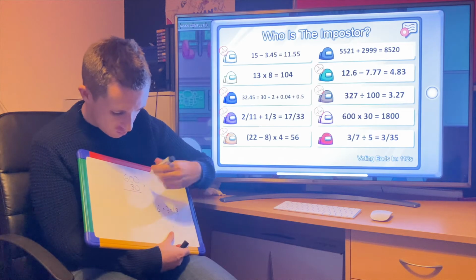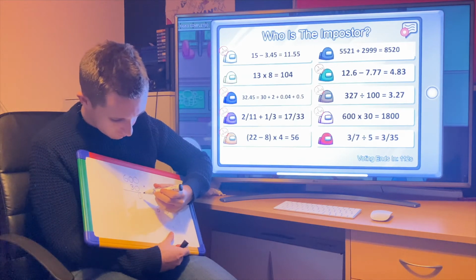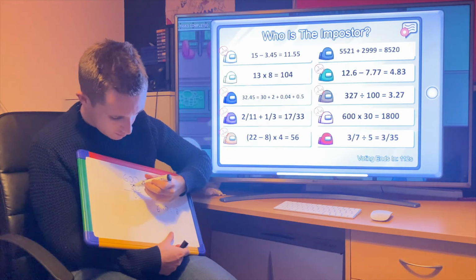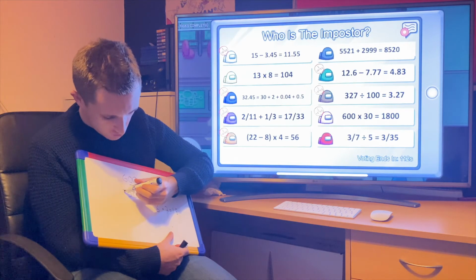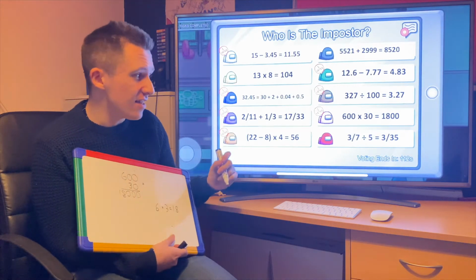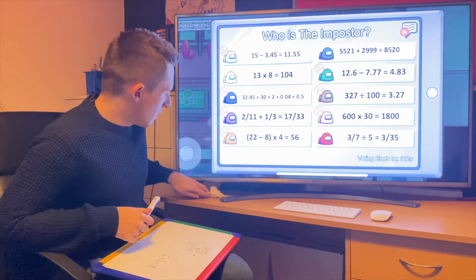Well, 0 times 600 is irrelevant. I put the 0 here. And now I can do 3 times 0, which is 0. 3 times 0, which is 0. And 3 times 6, which is a very badly drawn 18. But it'll be 18,000. So it's 18,000, not 1,800. So pink is the imposter.